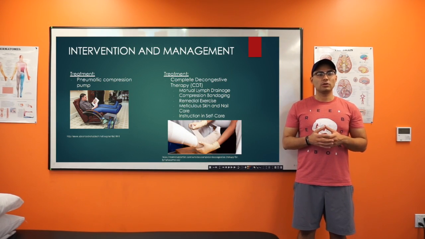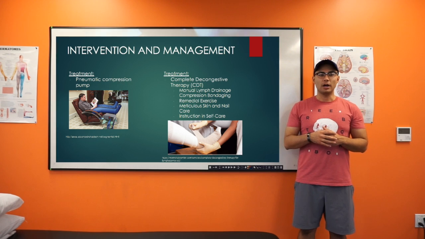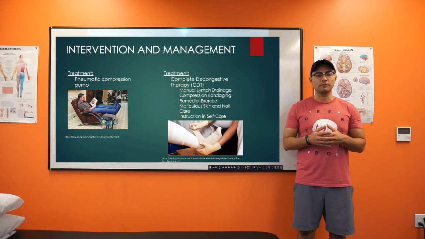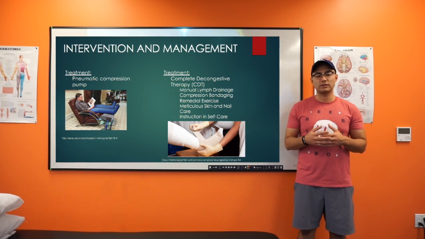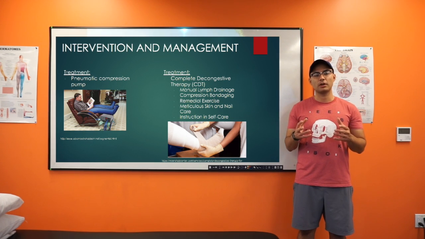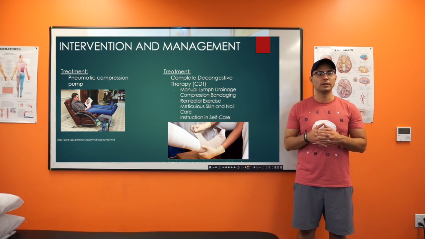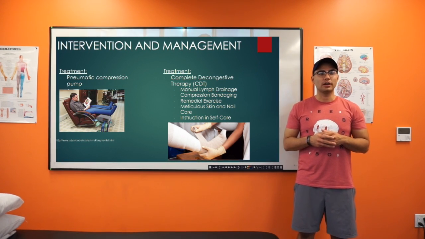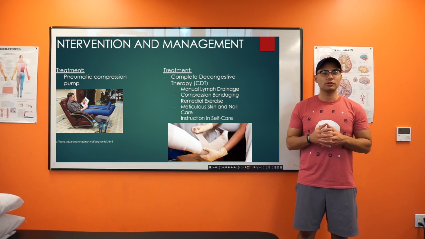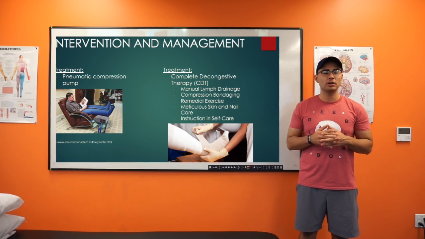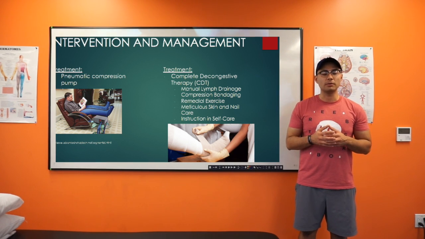So some of the treatments that you can do for lymphedema is the pneumatic compression pump, as you can see here. It's basically an entire sleeve that fits around the affected extremity. Here is the lower extremity part, and what it does is it works distally to proximally, slowly pumping or adding compression through the affected limb. In addition to the pneumatic compression pump, you can also do decongestive or complete decongestive therapy, which includes manual lymph drainage, compression bandaging, remedial exercises, and skin and nail care, in addition to instruction in self-care.